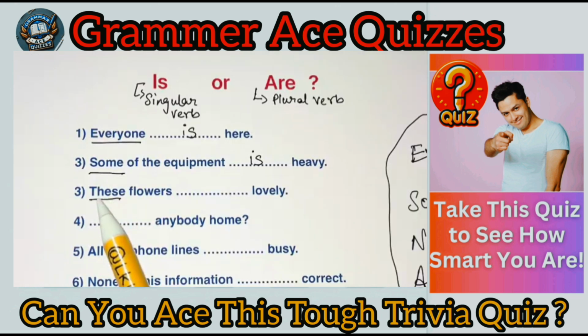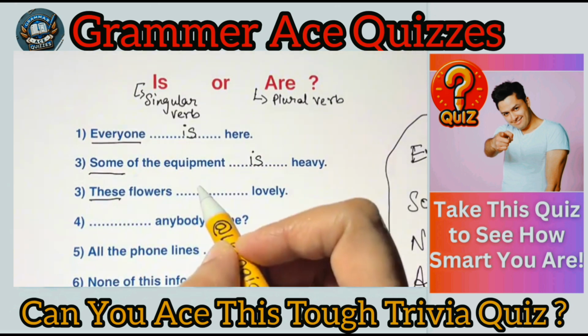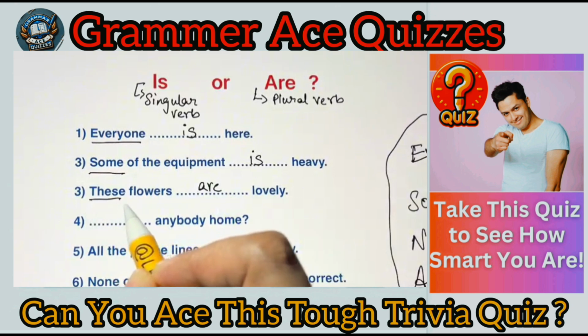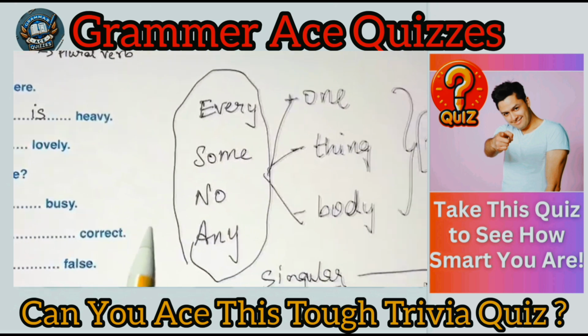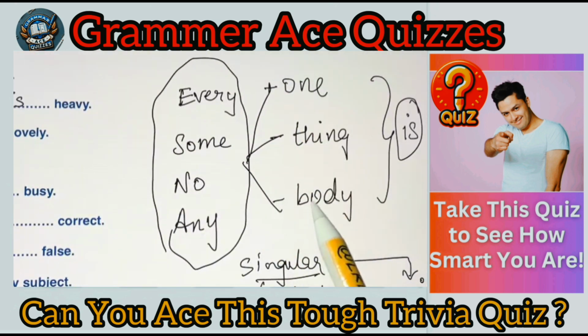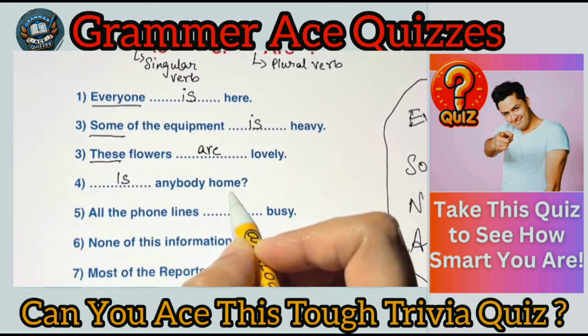So here we have these flowers blank lovely. So these means flowers are kept near. These flowers, and it's a plural subject, so we use are. These flowers are lovely. Blank, anybody home? So as I told you, you have to remember this. Anyone, anything, anybody takes singular verb is because it is a singular subject. We use is. Is anybody home?